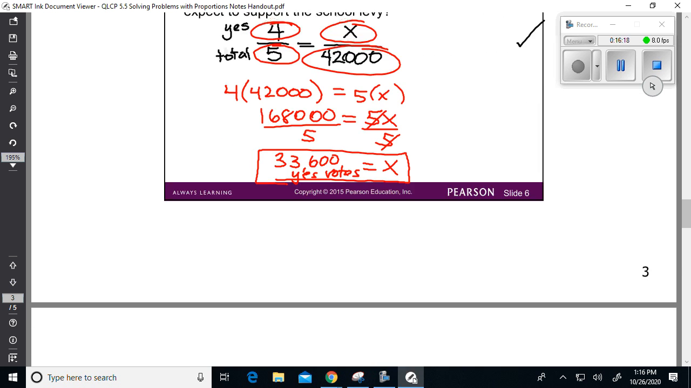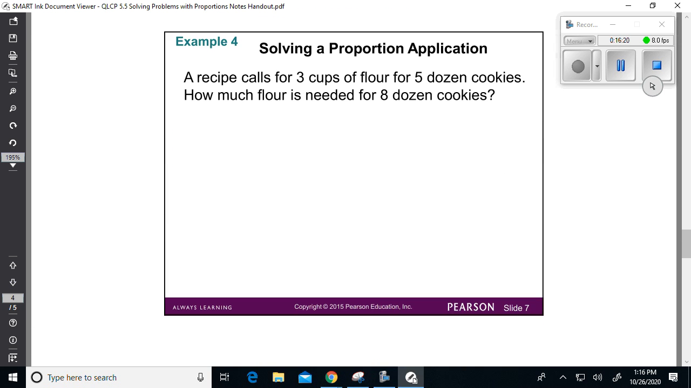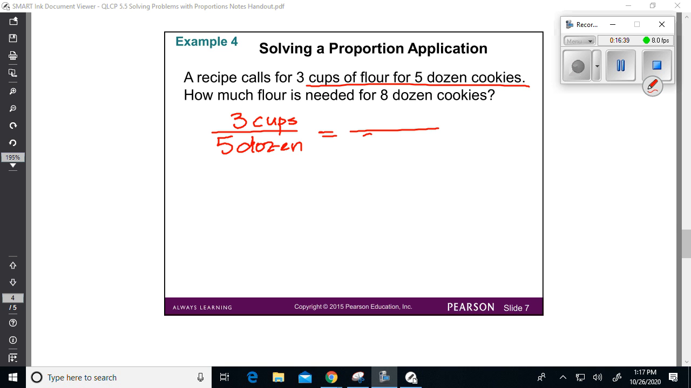Alright. Let's do another one. Recipe calls for 3 cups of flour for 5 dozen cookies. So, cups on the top, the cookies at the bottom. How much flour is needed for 8 dozen cookies? So you know that we need 8 dozen. You don't know how many cups you need. Okay, I can live with that.